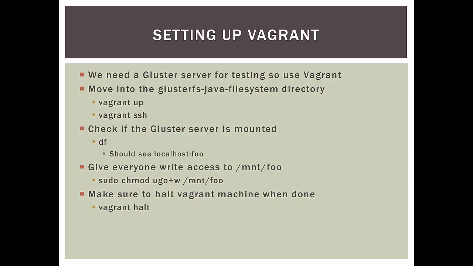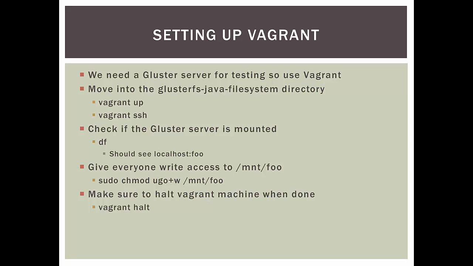From your terminal, move into the GlusterFS Java file system directory and type vagrant up. This will load and provision a Vagrant machine with a known IP running a Gluster server. Once it's done, type vagrant ssh. Once SSH'd into the machine, you can check if the server is mounted by typing df. You should see localhost:/foo at the end of the list.